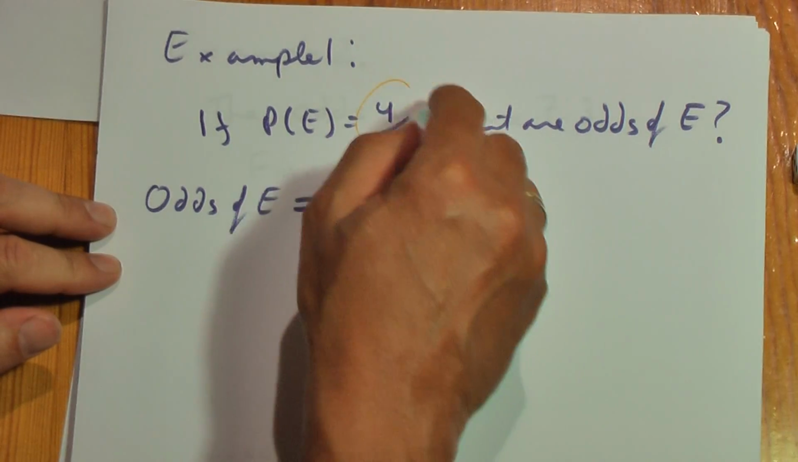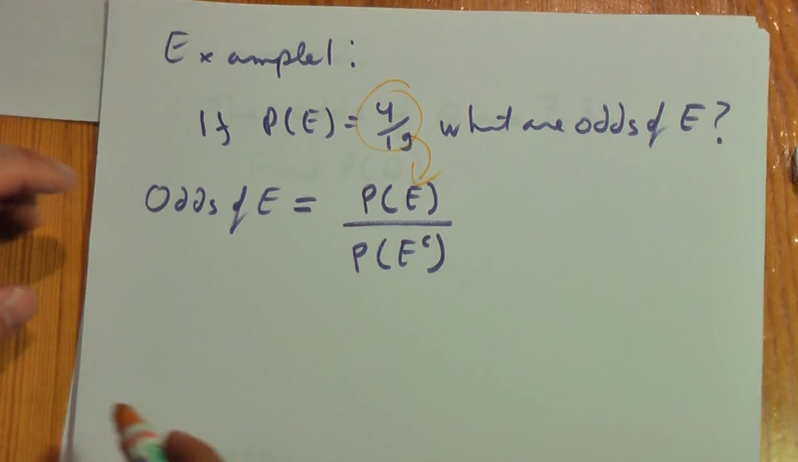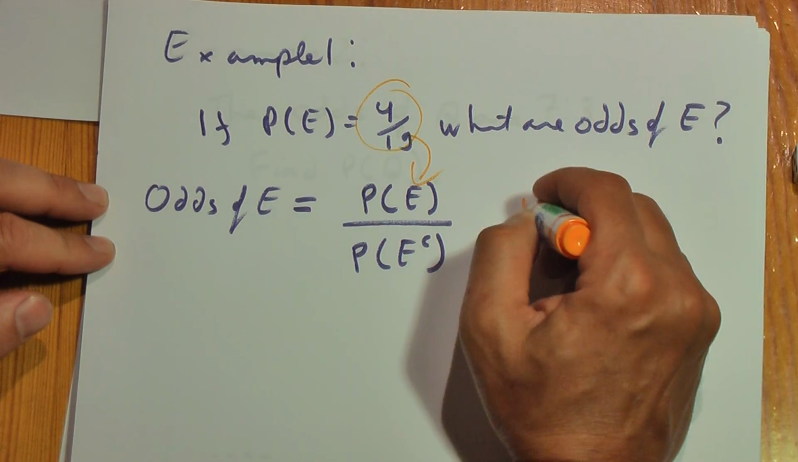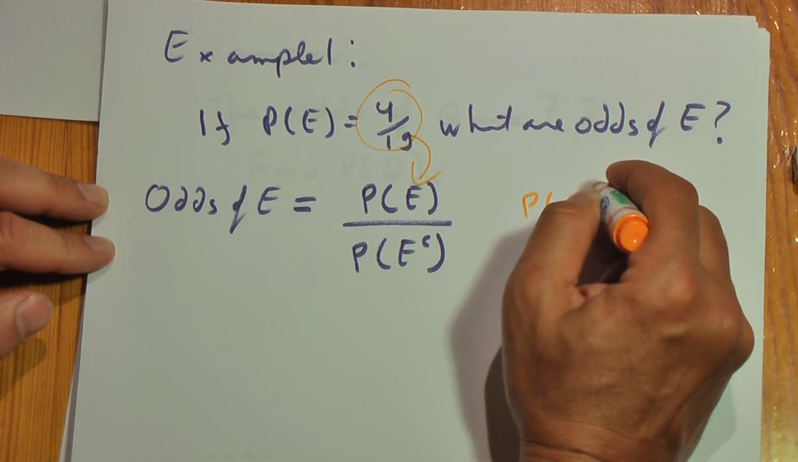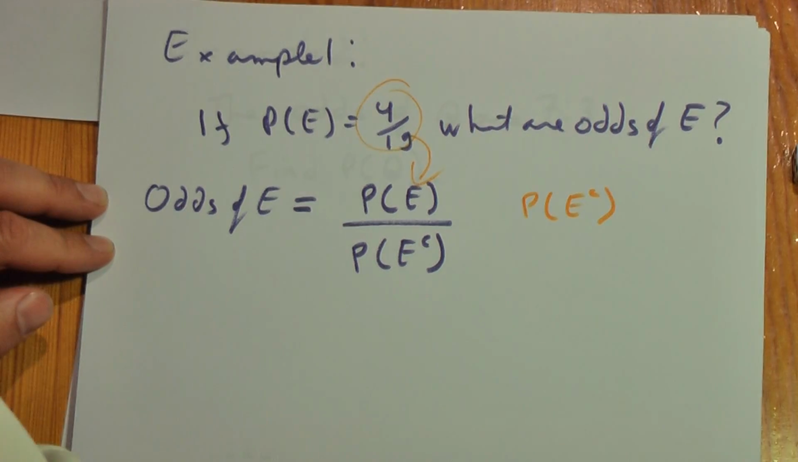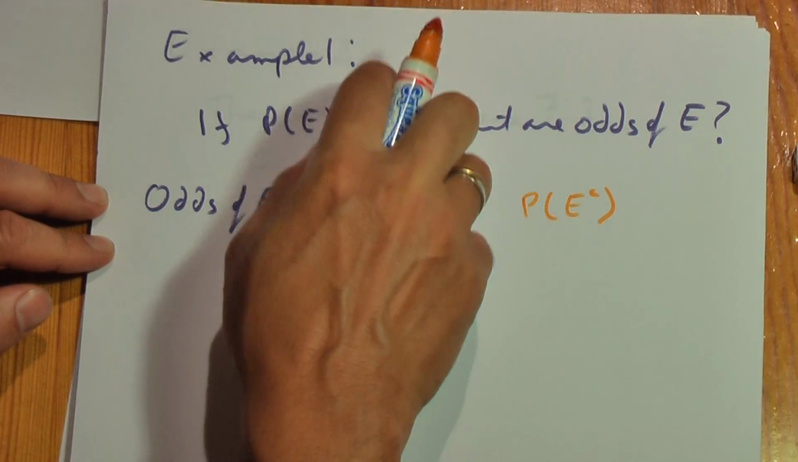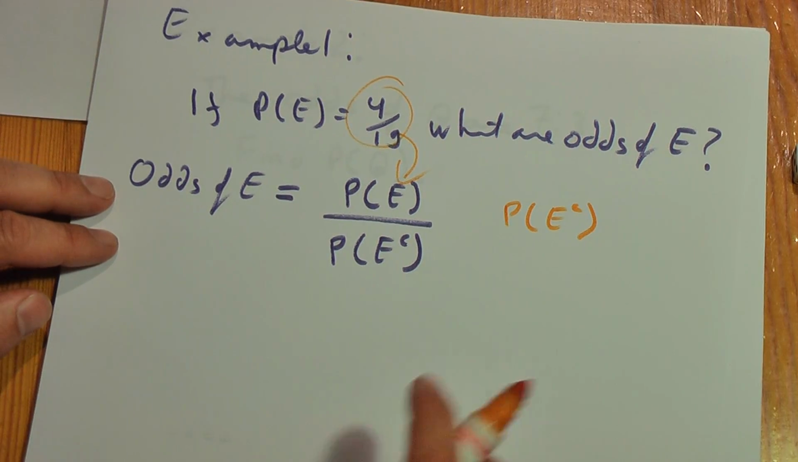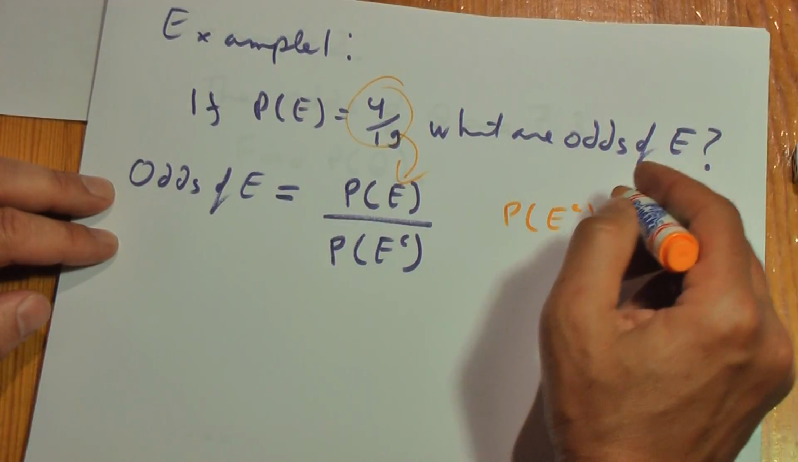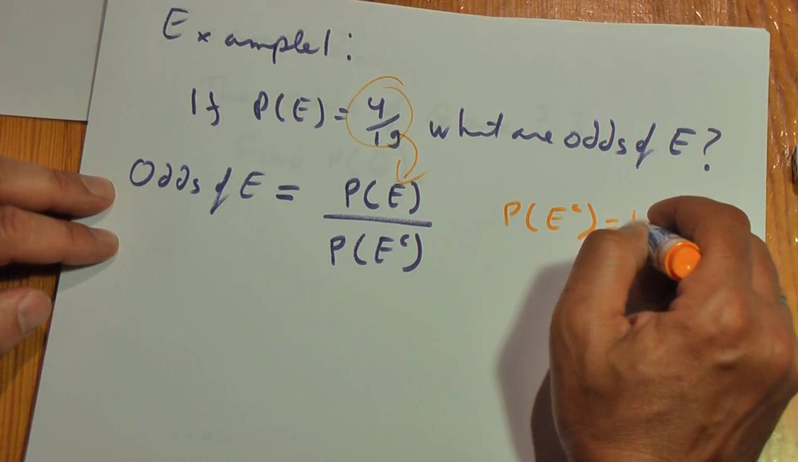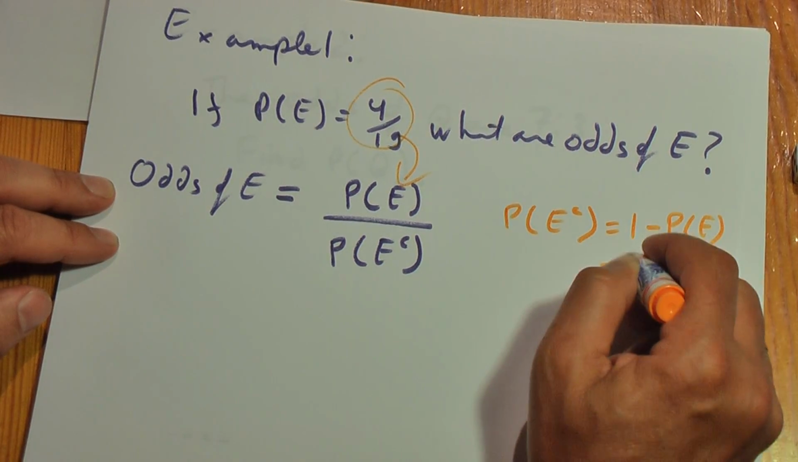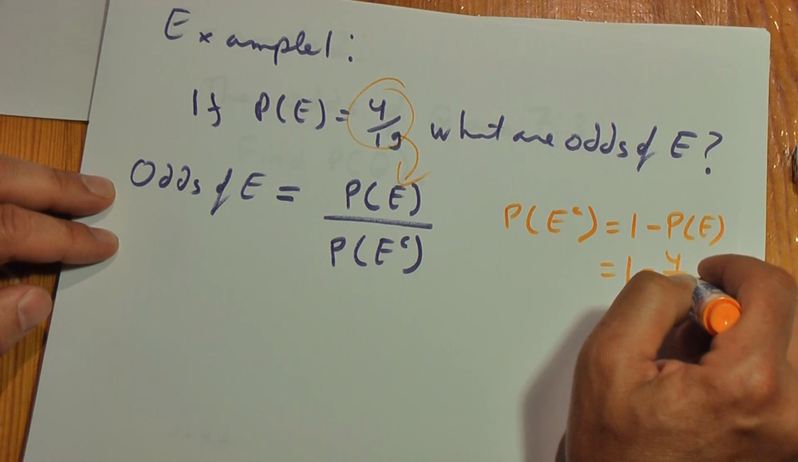We have the probability of E already. Now we need to find the probability of E complement. So the probability of E complement is what's not the probability of E. Formally, you would just do 1 minus the probability of E. 1 minus 4 over 19.